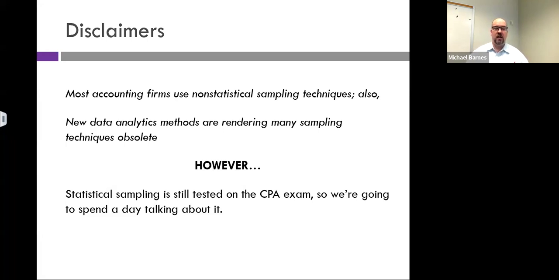Most accounting firms use non-statistical sampling techniques. And many of our new data technologies are rendering sampling techniques obsolete. We've got a lot of new data analytics tools, even old data analytics tools, that allow us to do full unit testing instead of sampling. But that being said, this is something that's tested on the CPA exam, and it does have a basis in a lot of the work we do in auditing. So we do need to talk a little bit about the theory behind it.